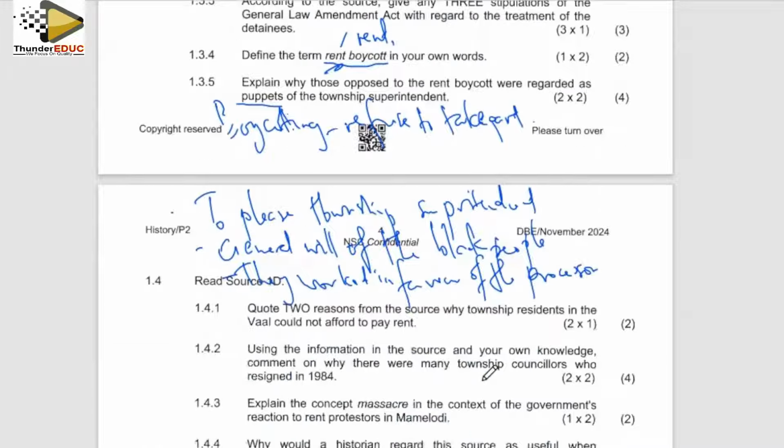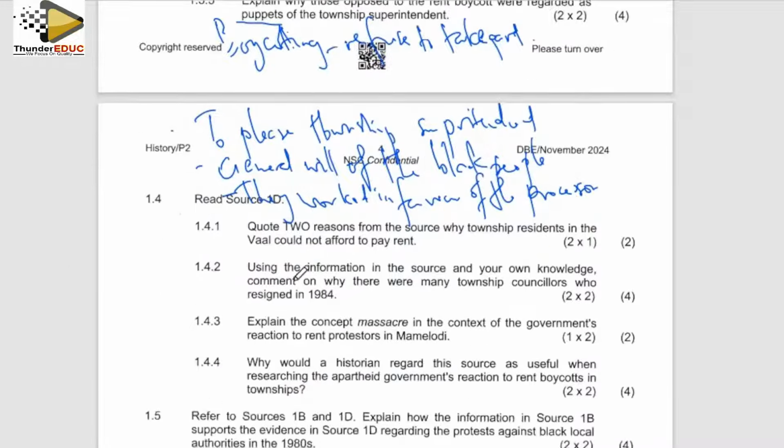So that one is a 2x2, which means you can engage with sources and you also need to engage with your own knowledge. Right, let's go to the next question. Quote 2 reasons from the source why township residents in the Vaal could not afford to pay rent. That is number 1.41.